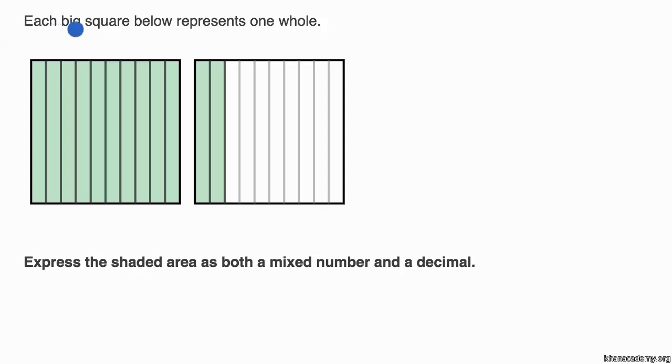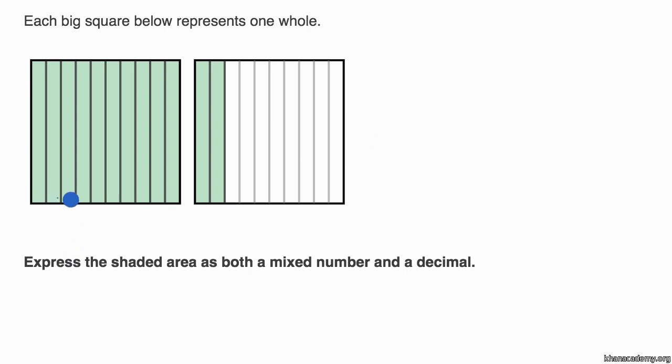We're told each big square below represents one whole. Express the shaded area as both a mixed number and a decimal. So pause this video and see if you can do that. What would this be as a mixed number, and then what would it be as a decimal? All right, now let's do it together.